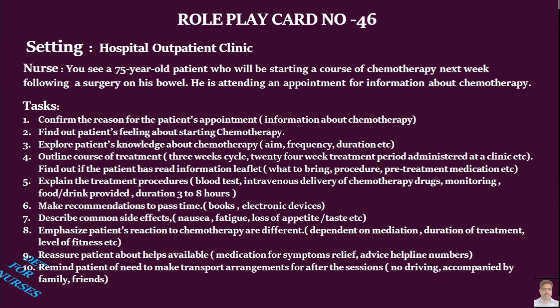That is information about chemotherapy. Second one says, find out patient's feeling about starting chemotherapy. Third one says, explore patient's knowledge about chemotherapy, such as aim, frequency, and duration. Fourth one says, outline course of treatment. 3-week cycle, 24-week treatment period administered at clinic. Find out if the patient has read the information leaflet, what to bring, procedure, pre-treatment medications, etc.